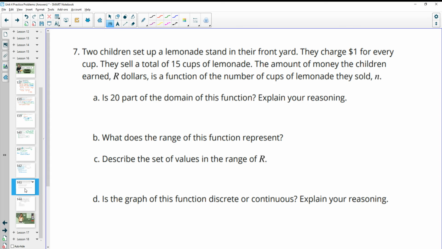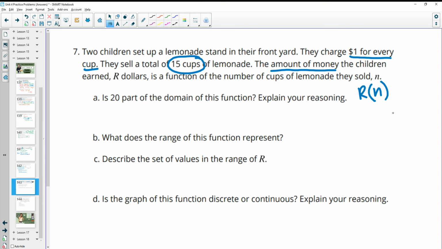Number 7. Two children set up a lemonade stand in their front yard. They charge $1 for every cup. They sell a total of 15 cups of lemonade. The amount of money that the children earned, R dollars, is a function of the number of cups they sold, N. So if I wrote that out in function notation, it'd be R of N.